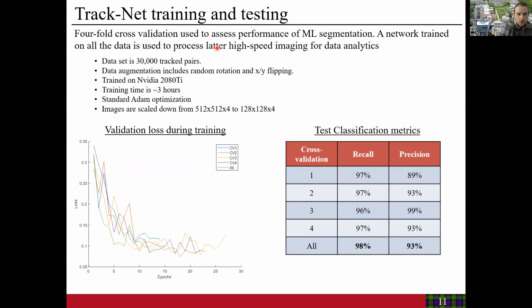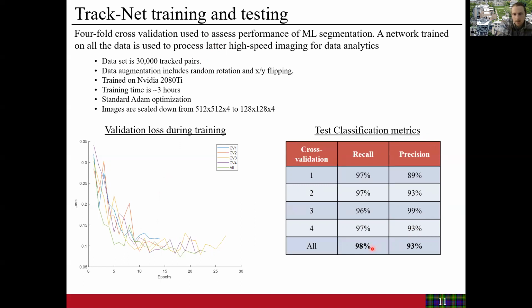Here we show the training and testing. Again, we're using 4-fold cross-validation to assess the performance, and then we additionally train a final network that is used to process the later data sets to analyze spatter. Our data set here is 30,000 tracked and non-tracked image pairs. Similar data augmentation is used, training on an NVIDIA 2080 Ti again. Training time is about 3 hours. We're using standard Adam optimization, and we show the validation loss during training, again plateauing to similar values, indicating network generalization.